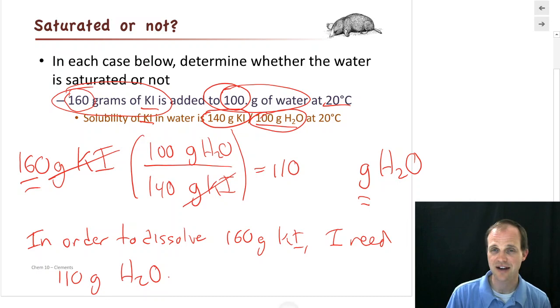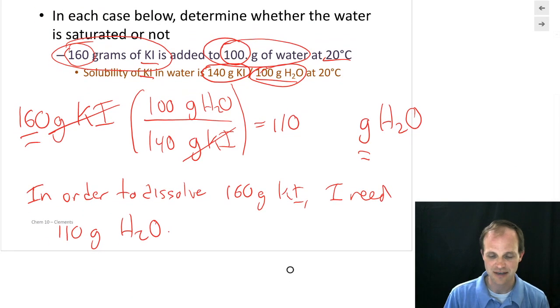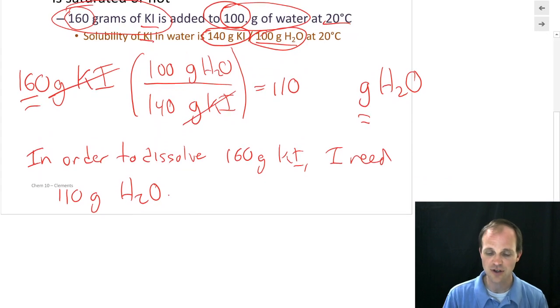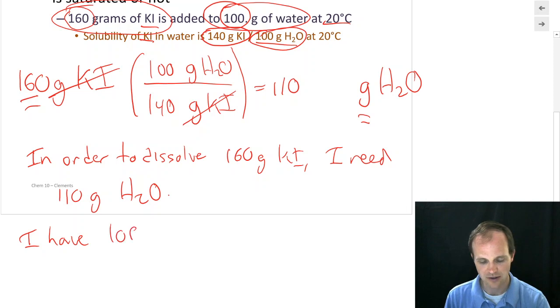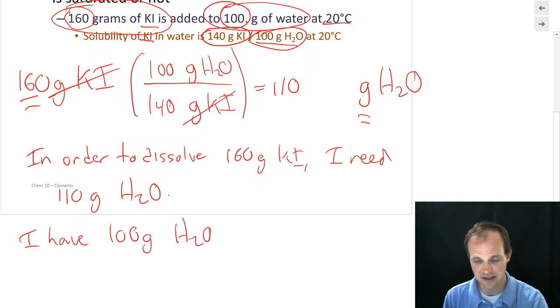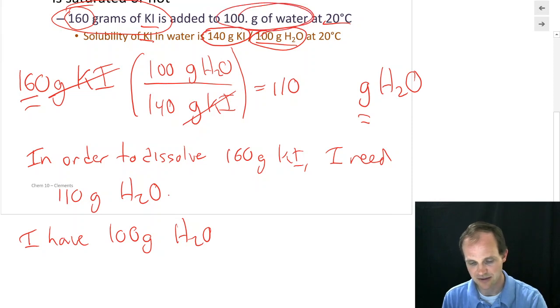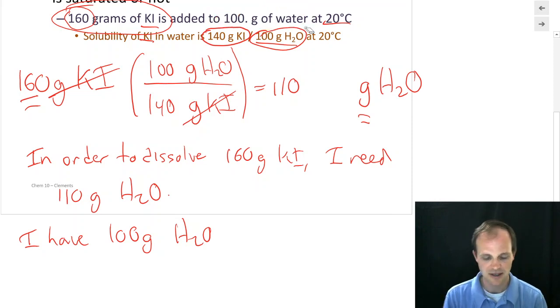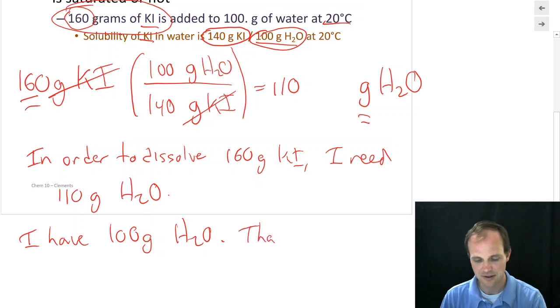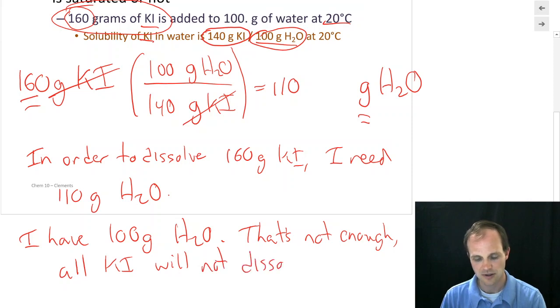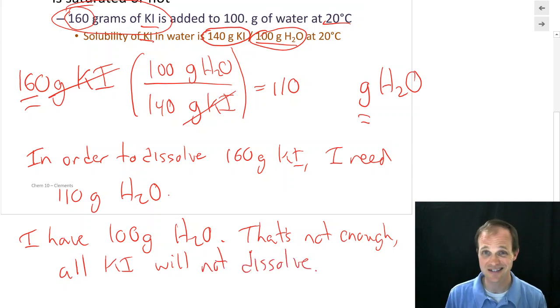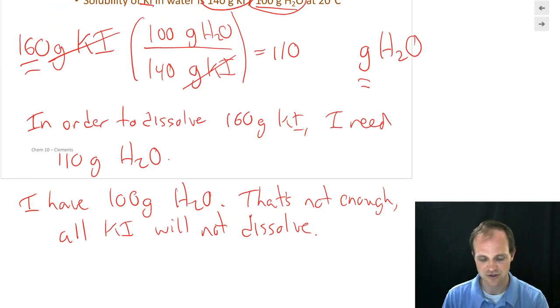And this is one of those cases where the calculation actually isn't your answer, because I'm trying to determine whether it's saturated or not. So I have to go one step further. I have to add the following, is I have 100 grams of water, because that was given to me up in my problem statement up here. If I circle it again, it was given to me that I have 100 grams of water. That's not enough. All my potassium iodide will not dissolve. And if all of it doesn't dissolve, it means I can't dissolve anymore, and we call that a saturated solution.